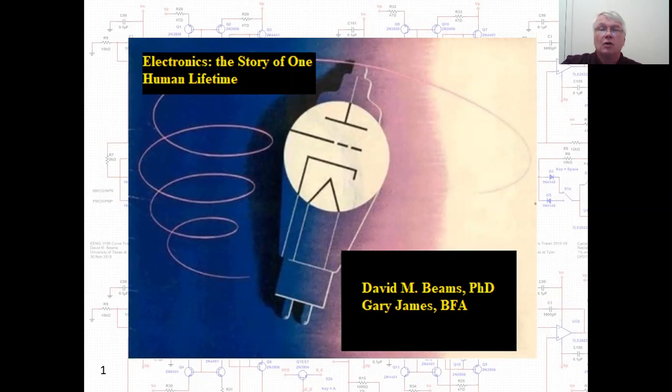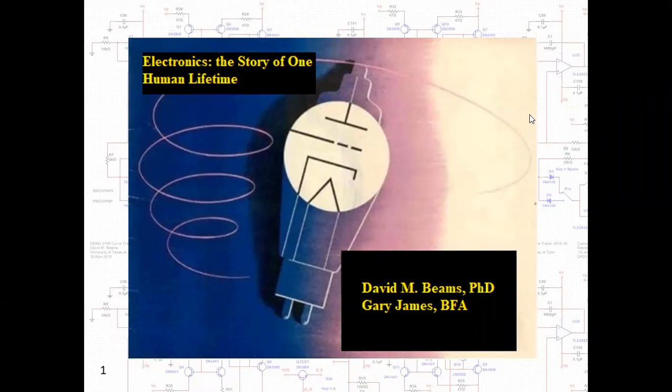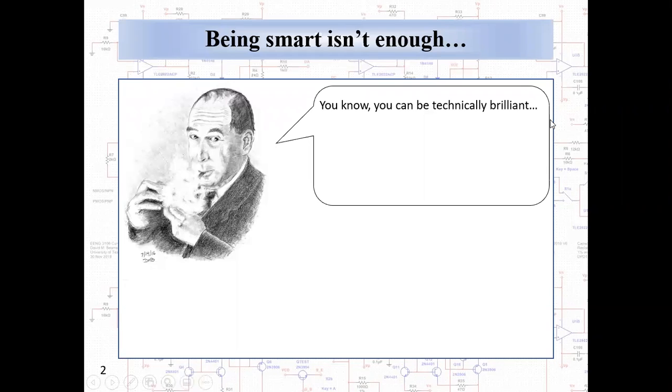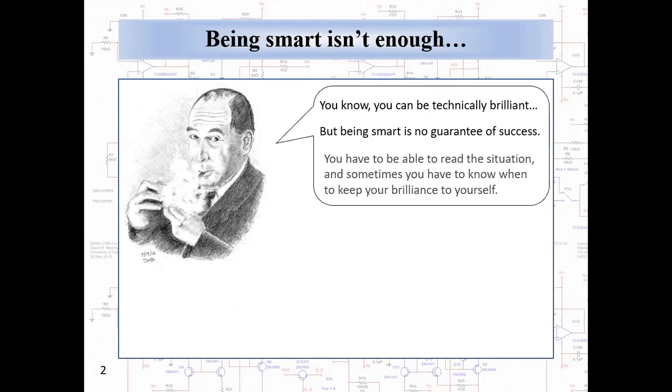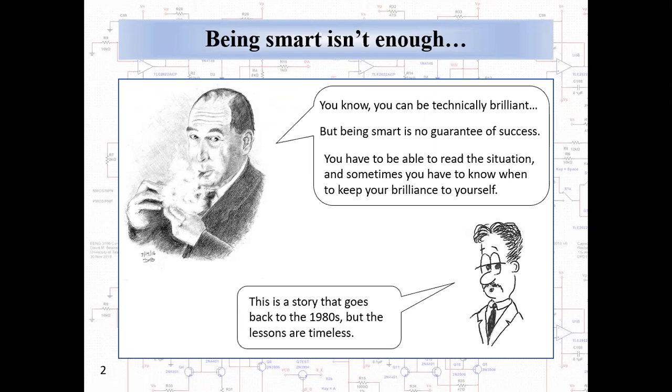This presentation will be a little different from other presentations in the series. It will contain technical content, but it also contains what I think is a life lesson for practicing engineers. You know, you can be technically brilliant, but being smart is no guarantee of success. You have to be able to read the situation, and sometimes you have to know when to keep your brilliance to yourself. This is a story that goes back to the 1980s, but the lessons are timeless.